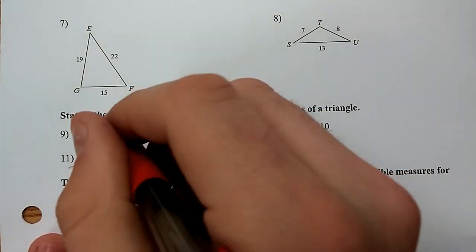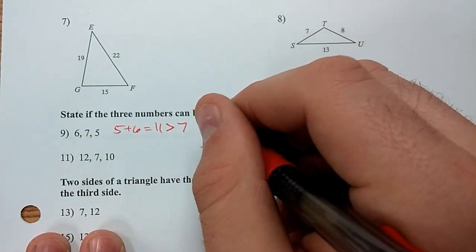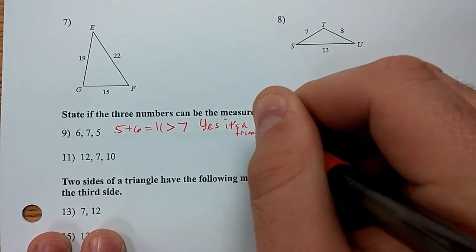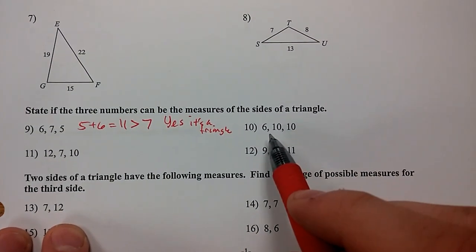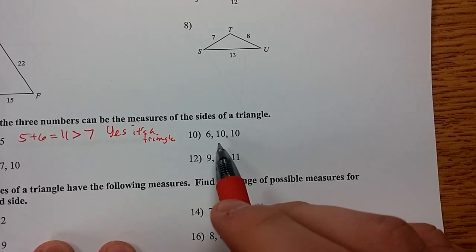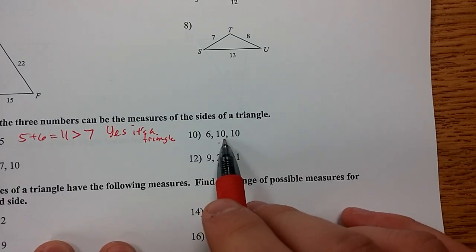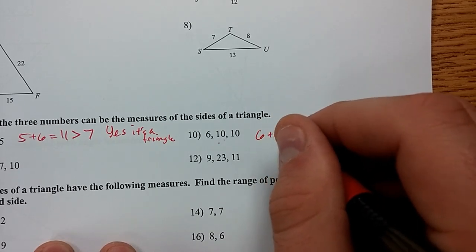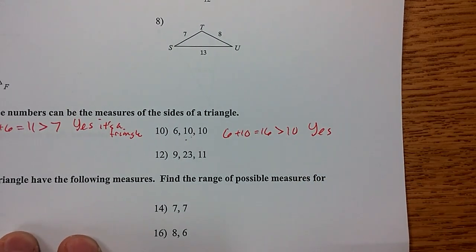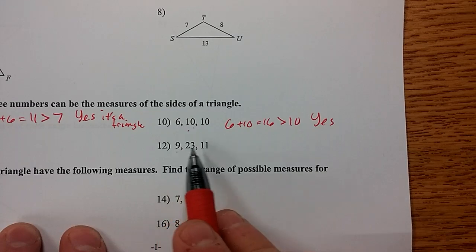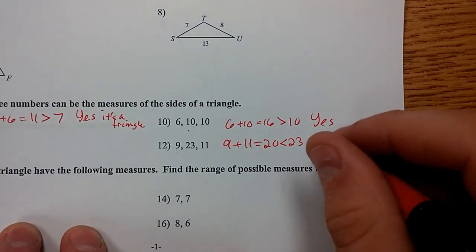In this example, 5 and 6, their sum is 11. That's bigger than 7. So this is yes, it's a triangle, because the sum of the smaller two is bigger than the third side, 7. If we go to number 10, the two smaller sides we'll call 6 and 10. 6 plus 10 is equal to 16, which is larger than 10. This is also another yes. If you look at 12, 9, and 11, 9 and 11 are your two smaller sides. That's 20. This ends up being less than 23. This is going to be no, not a triangle.